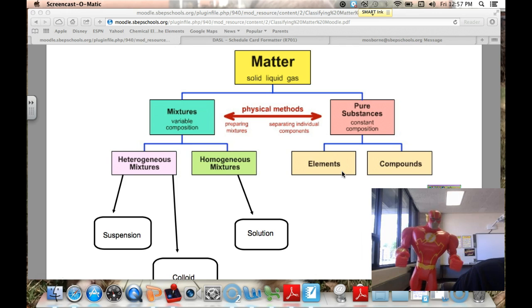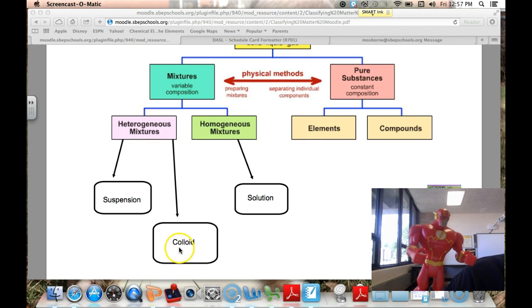However, you have to be careful because homogeneous creates solutions. You can call a solution homogeneous. Like again, salt water or sugar water. You can see through it. Heterogeneous though, some of them you can clearly see the layers. Like if you're to put rocks and water together, you can see the layers of rocks and the layers of water.